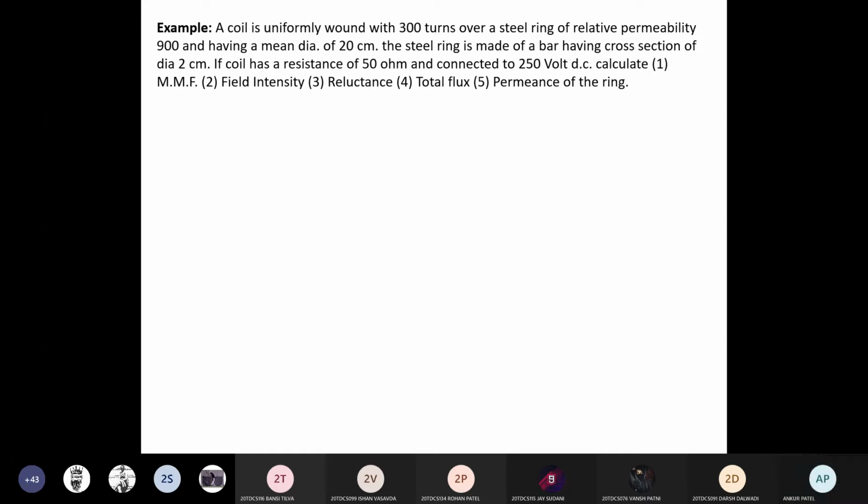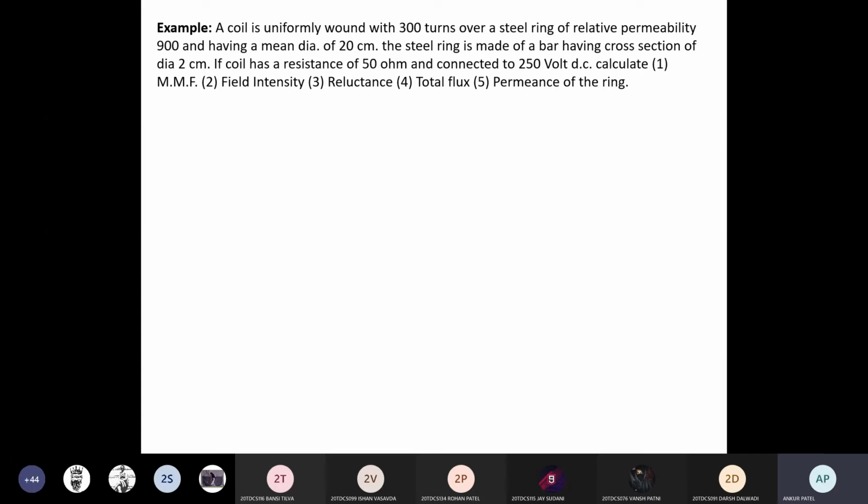The unit for MMF is ampere turns. Current is 5 ampere. MMF is equal to N into I, that is 1500 ampere turn.